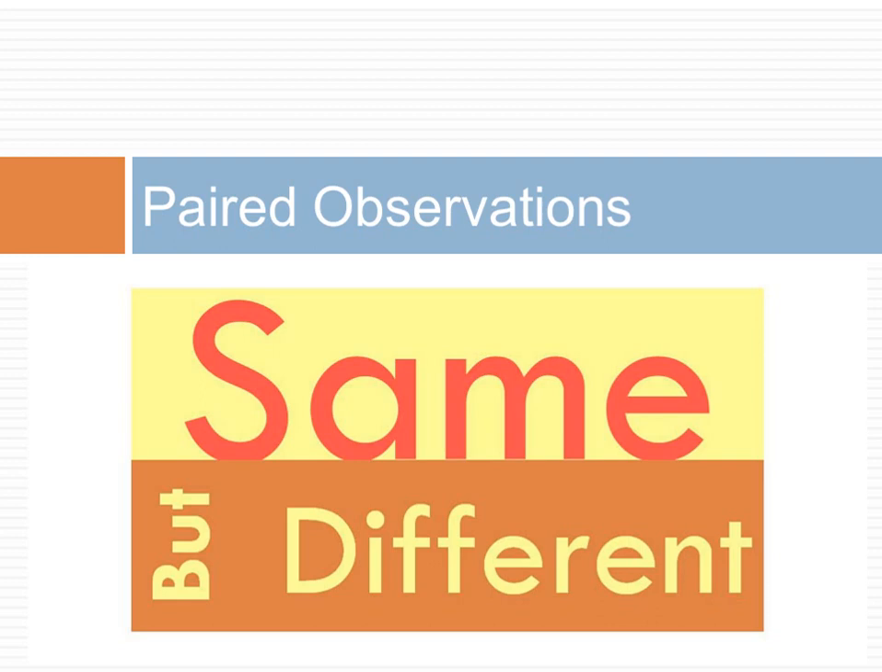Two sets of observations are paired if each observation in one set has a special correspondence or connection with exactly one observation in the other set. The two observations share the same characteristics but are different in the variable under study. To analyze paired data, it is often useful to look at the differences in outcomes of each pair of observations.